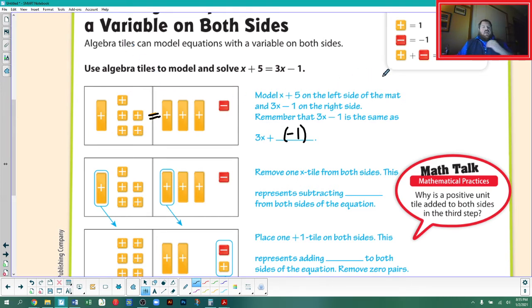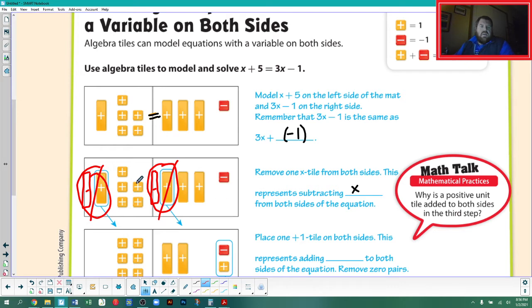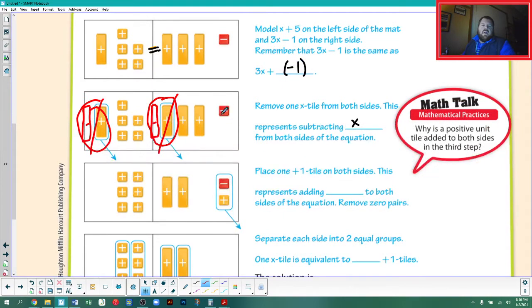It says that we want to remove one x tile from both sides. This represents subtracting x from both sides of the equation. So on both sides, I'm going to add in a negative x tile. Adding in this negative x tile on both sides, these two cancel each other out, and these two cancel each other out. So then we're left with the 5 unit tiles on the left, and the 2x tiles and the negative 1 unit tile on the right.